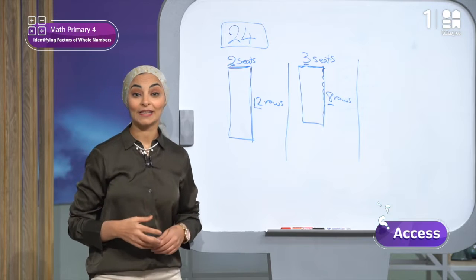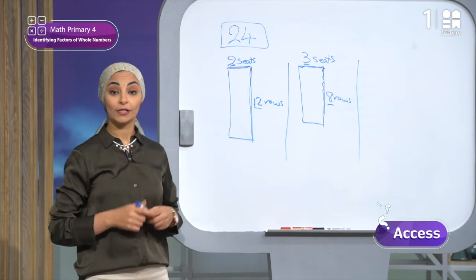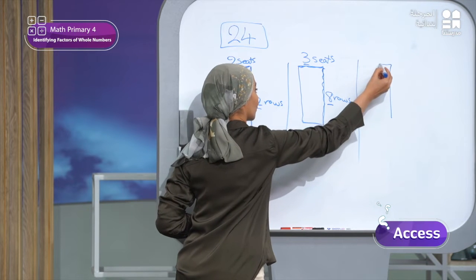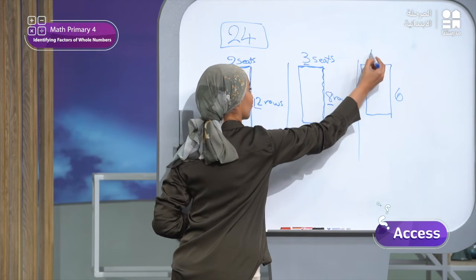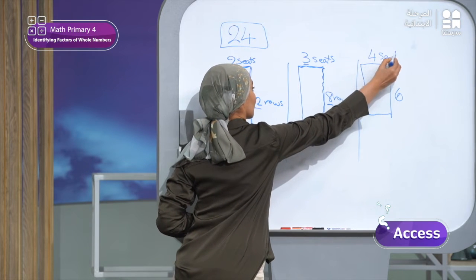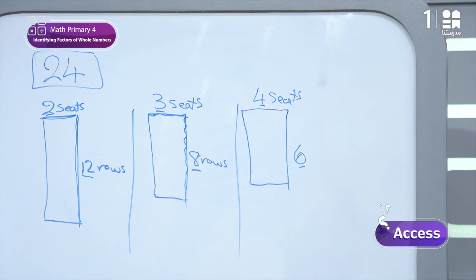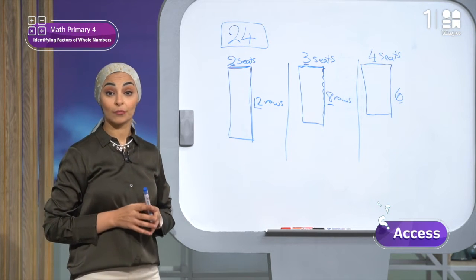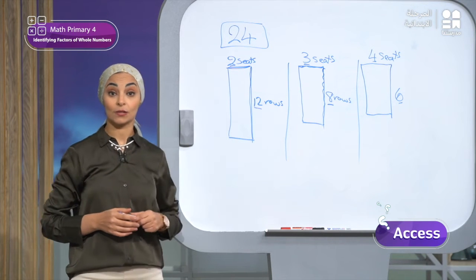طيب في student تالت قسمهم بطريقة مختلفة خالص. قال لي أنا هعمل 6 rows and 4 seats. عمل 6 rows like this and 4 seats like this. يبقى 6 and 4. Okay. طيب if you multiply 6 times 4 gives me what? Gives me also 24, which is also a right answer. طيب دلوقتي all the arrangements of 24 seats or the number 24 are correct. كل الحاجات اللي احنا عملناها دي is correct.